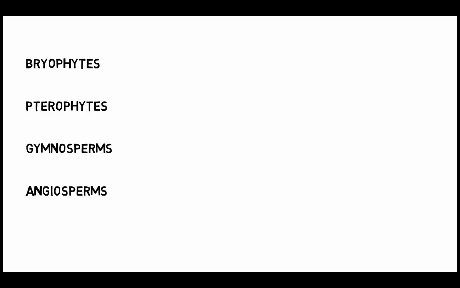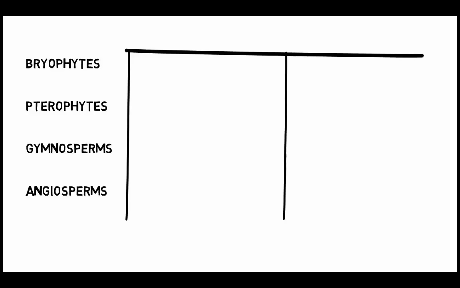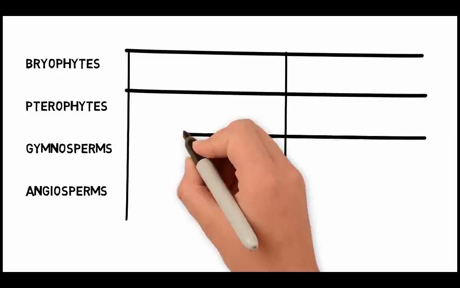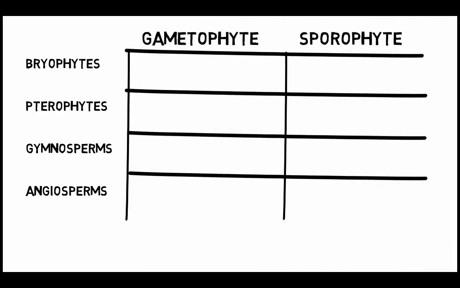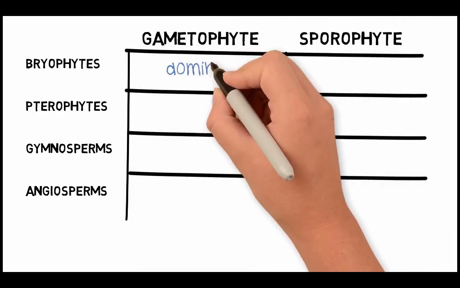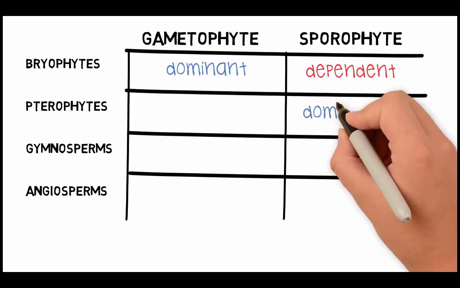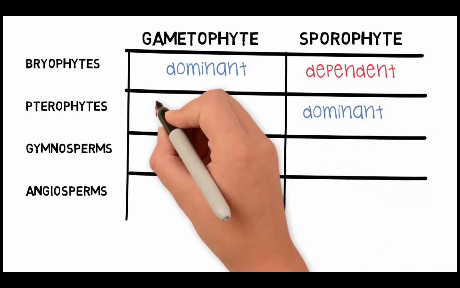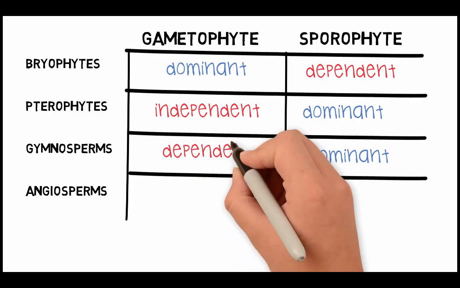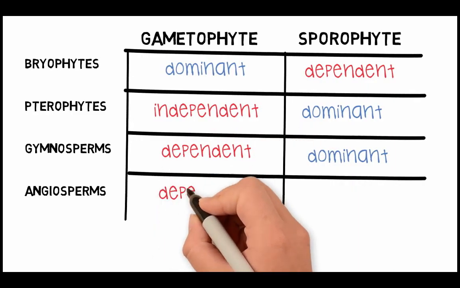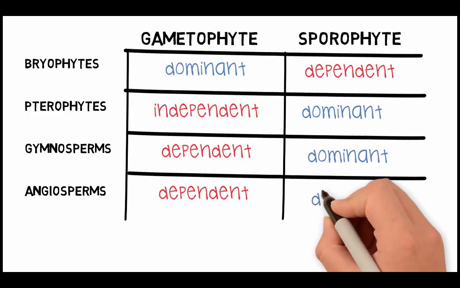I'm going to draw a chart here so I can fill in the information about the gametophyte and sporophyte generation. In bryophytes, the sporophyte is dominant and the gametophyte is dependent. In pterophytes, the sporophyte is dominant, but the gametophyte can exist independently. In gymnosperms, the sporophyte is dominant and the gametophyte is dependent. This is also the case with angiosperms. This is an advantage because harmful genes can be masked in the diploid condition.